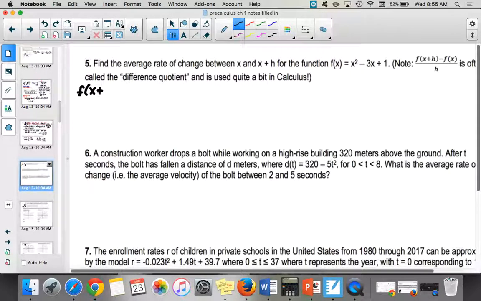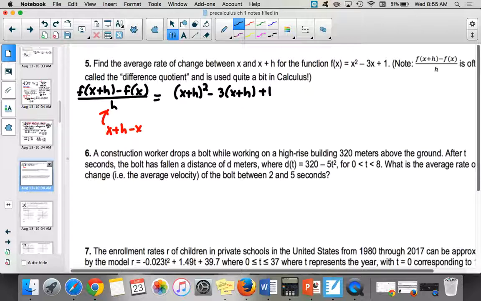All right, so we have f of x plus h minus f of x all over h. Okay, so that's what we're finding. Do you guys know why it's all over h? Isn't that really the same as x plus h minus x? You guys see how it worked out? It's the same idea that we've been doing. All right, so we get f of x plus h. So we're going to have x plus h squared minus 3 times x plus h plus 1. That is this part.